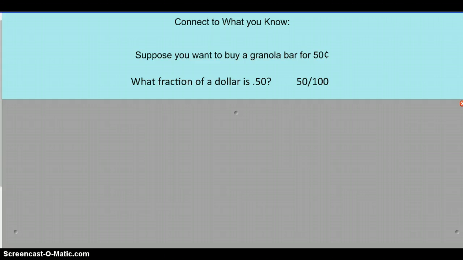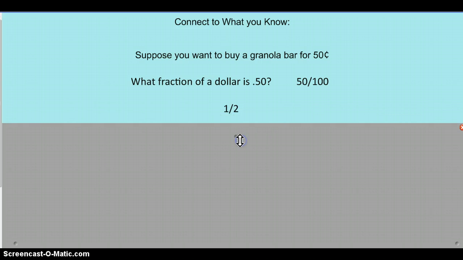Connect to what you know. Suppose you want to buy a granola bar for 50 cents. What fraction of a dollar is 50 cents? 50 hundredths is the same thing. Write it in your math spiral, then check. Was your answer 1/2?